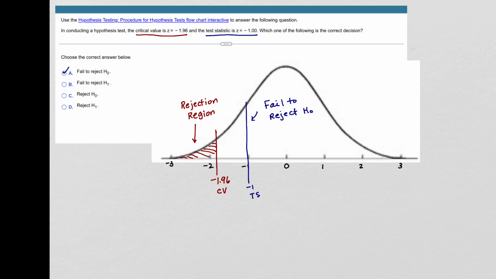I could have chosen C if the test statistic had been a different number. If the test statistic had been z equals negative 2.4, then that would be in the rejection region, and I would have chosen to reject the null hypothesis. I would never choose B or D, because this is always going to be about the null hypothesis. Did we reject it, or did we fail to reject the null hypothesis? So that's how you do that problem.